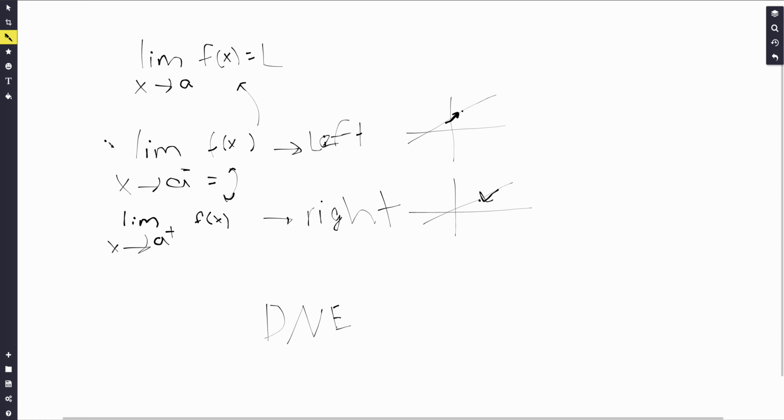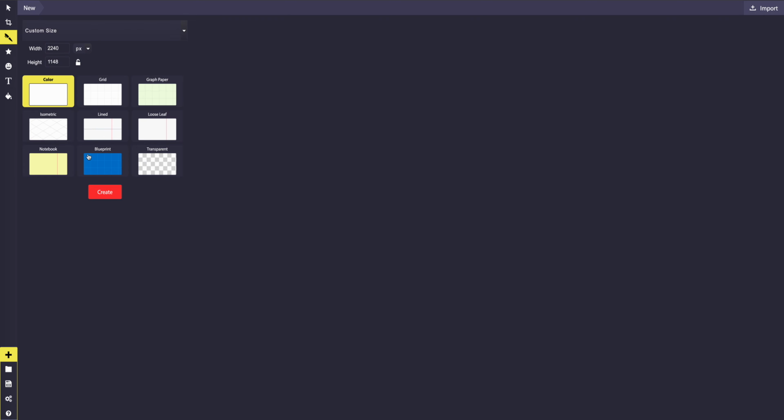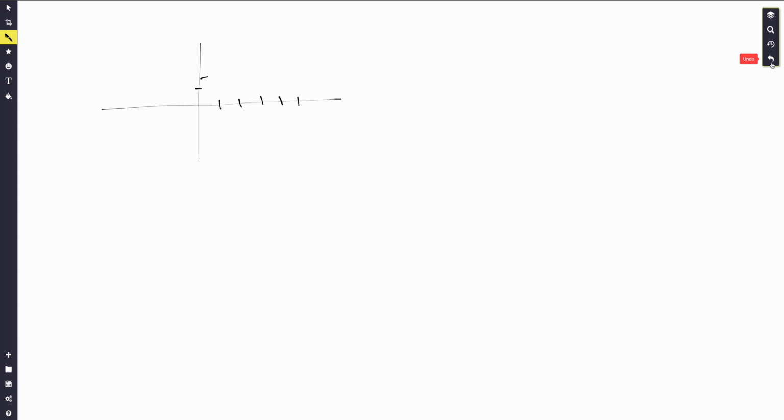So let's show some examples of where that could happen. I'm going to draw this graph and I want you guys to think about what's wrong with it. So let's just label the points here. 1, 2, 3, 4, 5. 1, 2, 3, 4, 5. Okay.